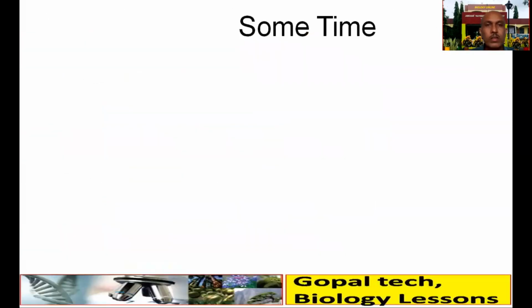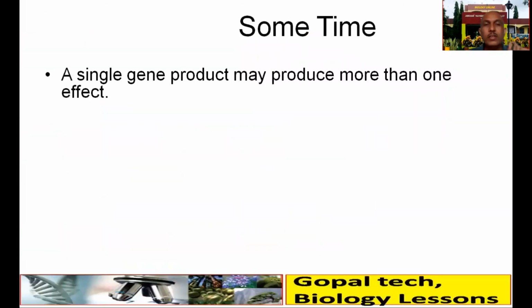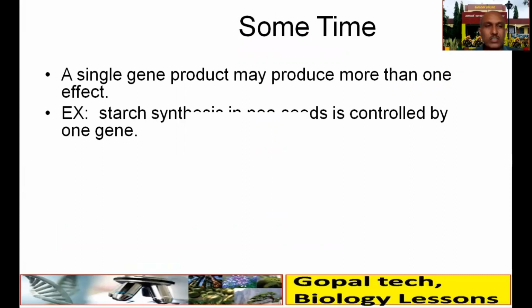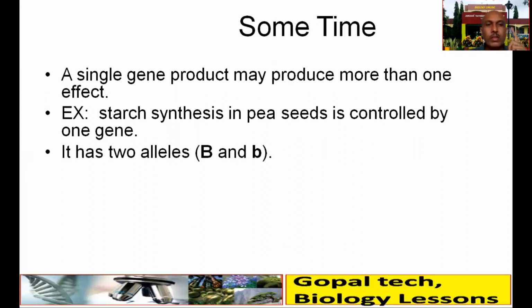Now, sometimes a single gene product may produce more than one effect. One gene, many effects. Take the example of starch synthesis in pea seeds. Starch synthesis in pea seeds is controlled by one gene. It has two alleles, capital B and small b. Okay, this is capital T, small t.